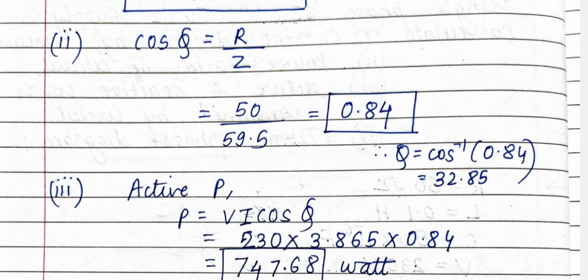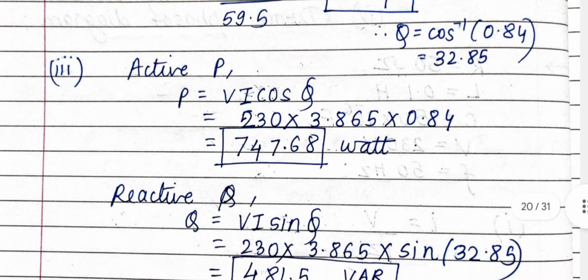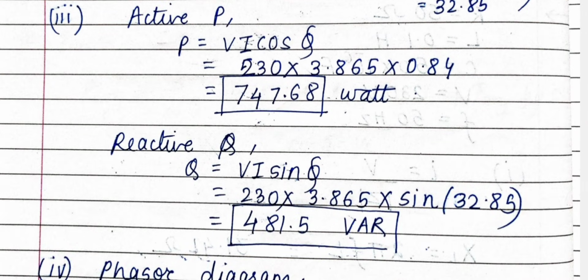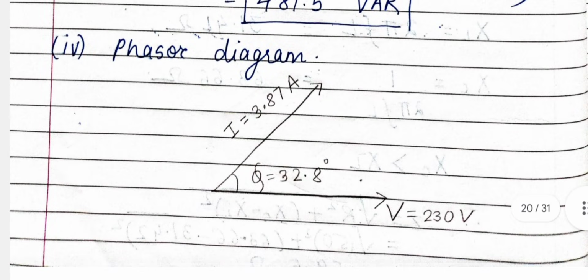Then the second thing, power factor. Power factor is R by Z, so you will get 0.84, and you can also find phi from this because further we need it for active and reactive power. So phi equals cos inverse of 0.84, that is 32.85 degrees. Then active power is VI cos phi, you will get the value. Then reactive power you will get the value, and this is the phasor diagram which you have to make, in which you have to write V in the base and I and phi. See, this phi you have to measure.